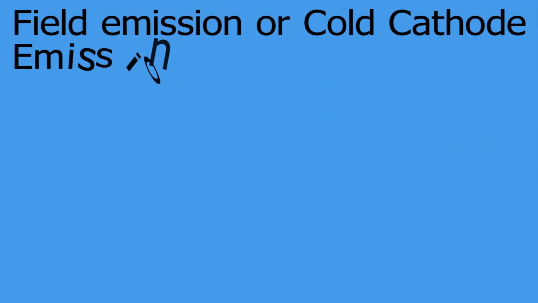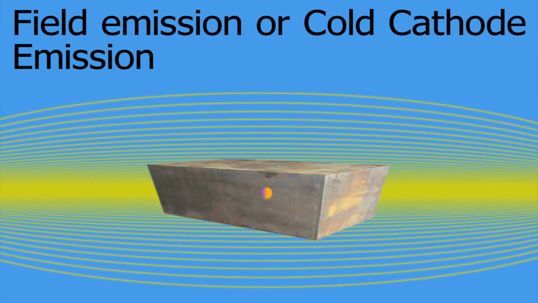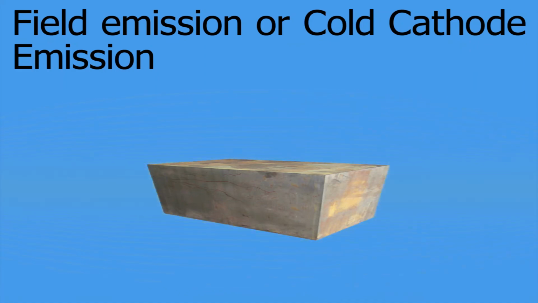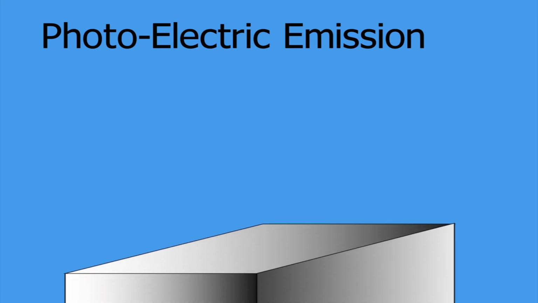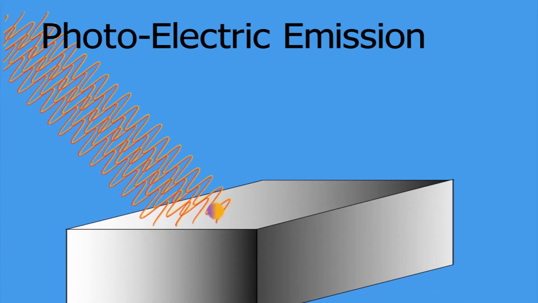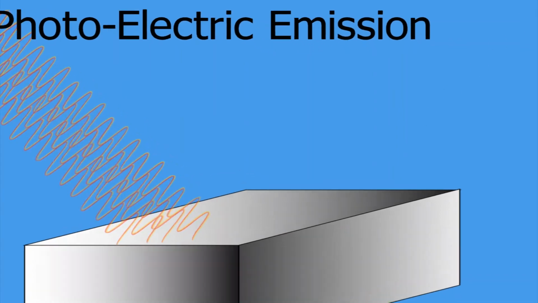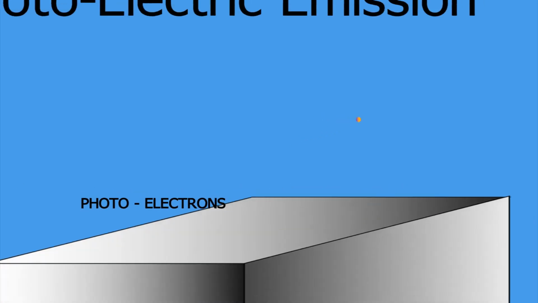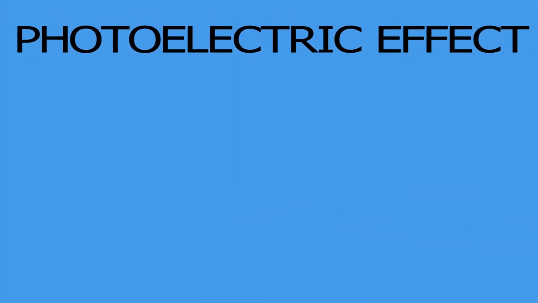The next method is known as field emission or cold cathode emission. When a metal surface is subjected to a very high electric field, electrons are emitted from it. The next process is known as photoelectric emission. In this process, electrons are emitted from a metal surface when electromagnetic radiation of sufficiently high frequency is incident on it. The emitted electrons are also called photoelectrons, which will be studied in detail. Now let us see the photoelectric effect in depth.